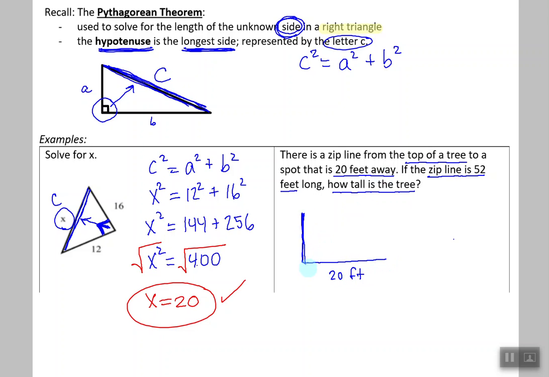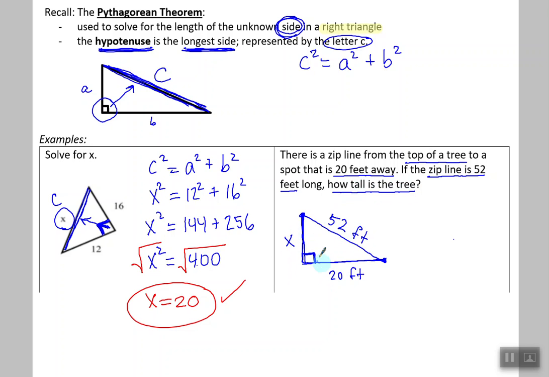Usually anything that's vertical and anything that's horizontal can be assumed to be making a right angle or be perpendicular. So I'm going to draw that. The zip line goes from the top of the tree here to the spot 20 feet away here. So that's going to connect those points. And the zip line is 52 feet long, so I'm going to label the zip line 52 feet. The question is, how tall is the tree? That's the length I don't know. I'm going to label it x because that's what I don't know, but I want to find.